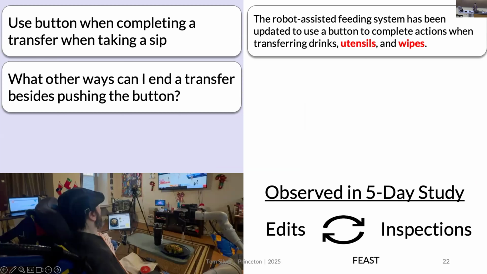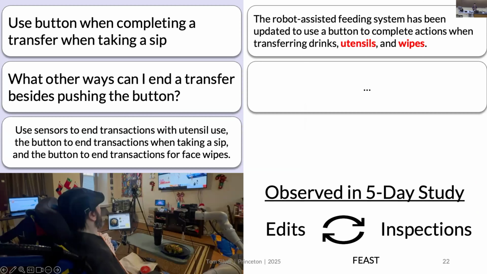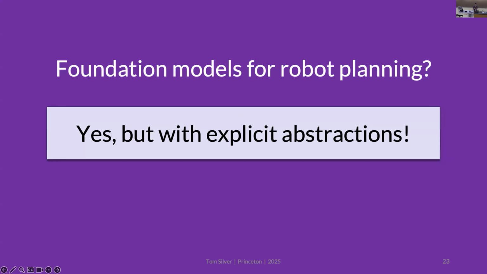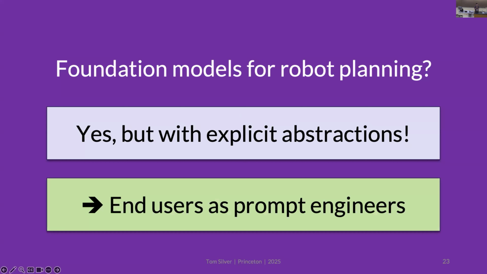And then he had a bit of a conversation with the system. He asked, "What other ways can I end a transfer besides pushing the button?" And there was some more back and forth. And eventually, he was able to formulate this much more specific edit request that involved not just updating the drink, but also the utensils and the mouth wiping. And that was the correct update. So the takeaway from this last example is that by enabling users to do this kind of editing and inspection in the wild, we're enabling them to become sort of prompt engineers, where they're figuring out, how can I work with this robot to get it to meet my unique needs and preferences?